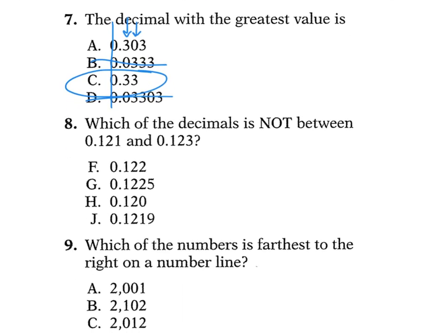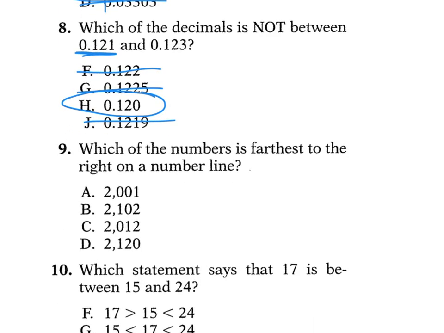Number 8, which of the decimals is not between 121 thousandths and 123 thousandths? So this is in between. G is going to be in between. H is smaller than this, so H is going to be our answer here, because J is in between also.